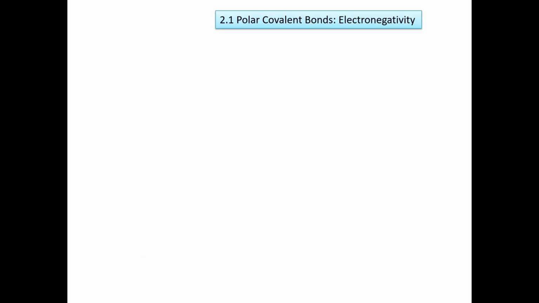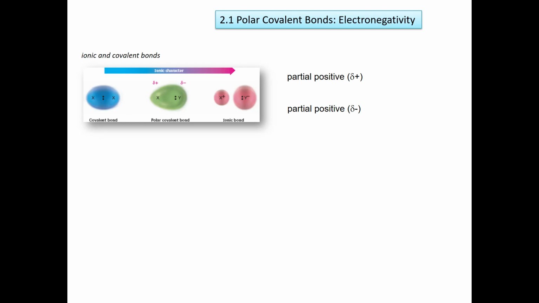The other day, we were talking about covalent bonds, basically carbon-carbon bonds and carbon-hydrogen bonds. That means bonds where both atoms have a similar electronegativity. But what happens when we have a different electronegativity?